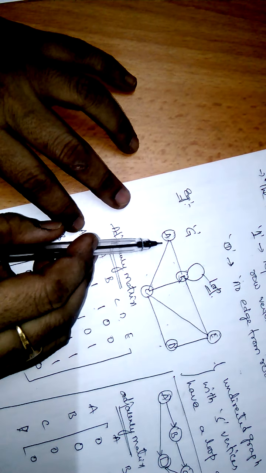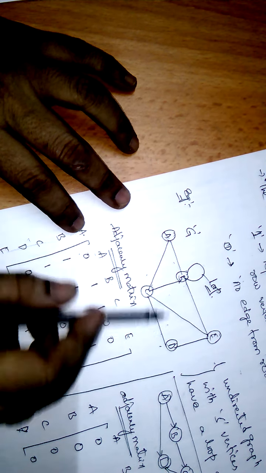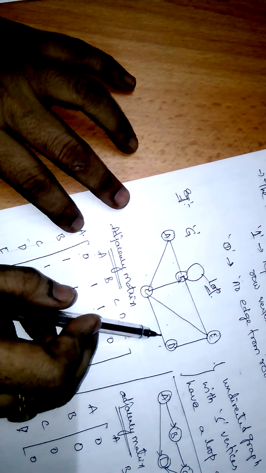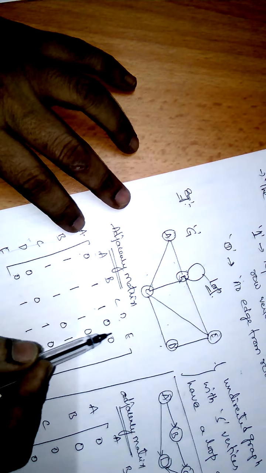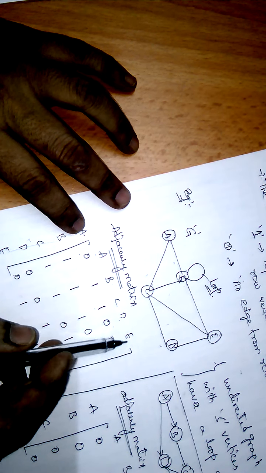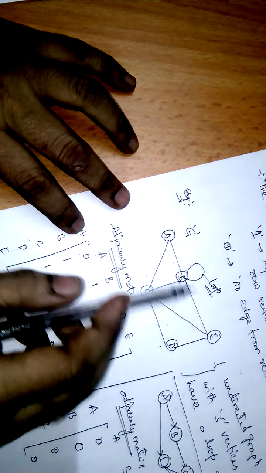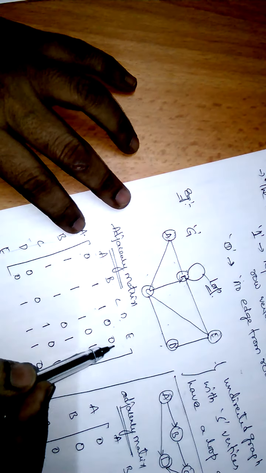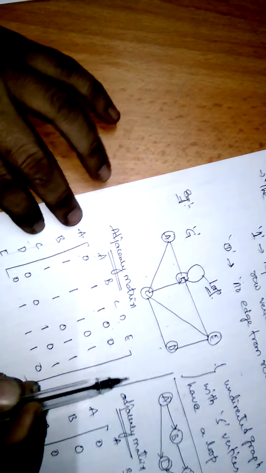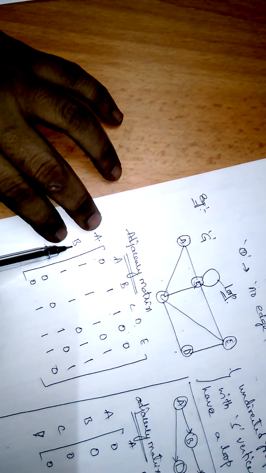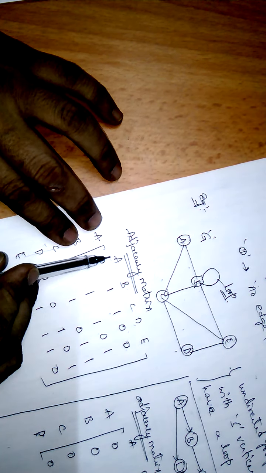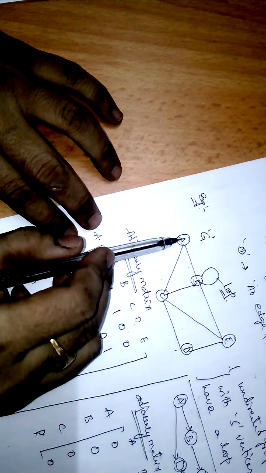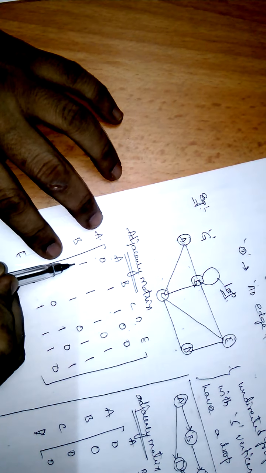A to D. There is no edge from A to D. D is not adjacent to A, so the value is 0. A, E. E is not adjacent to A and there is no edge, so the value is 0. Next, B. Row vertex is B, column vertex A. B, A. Yes, there is an edge from B to A, so the value is 1.